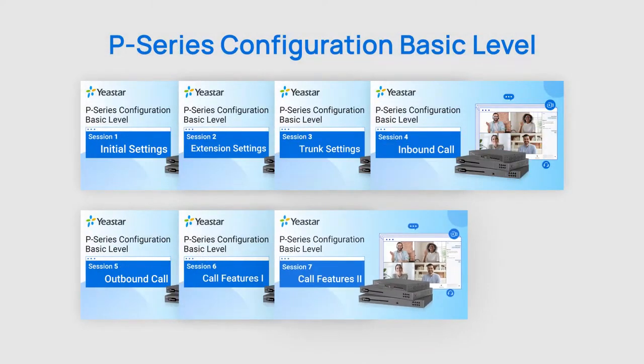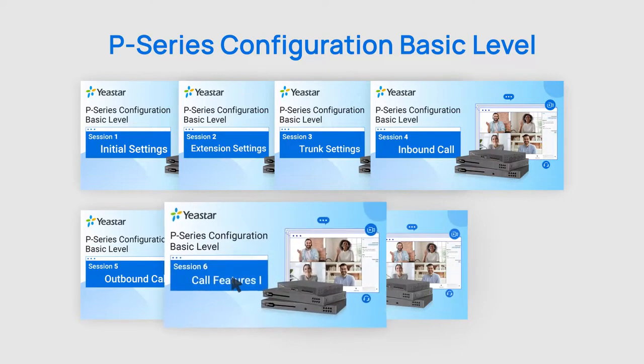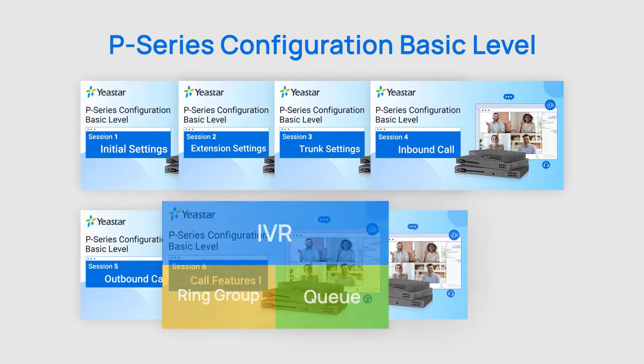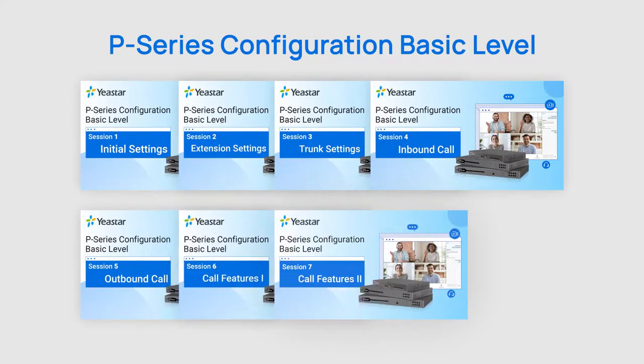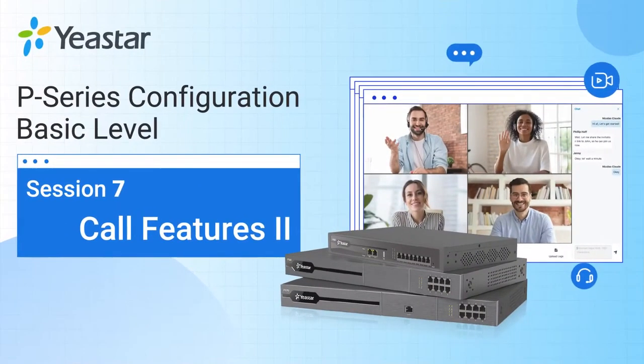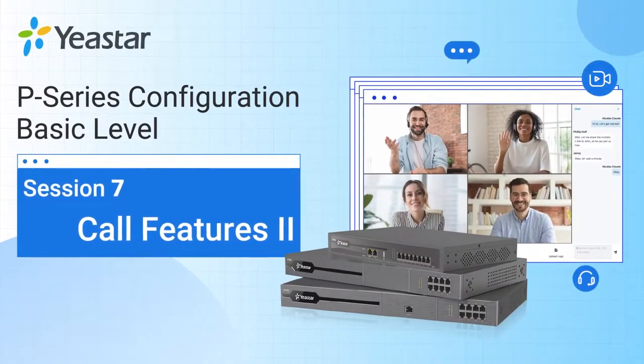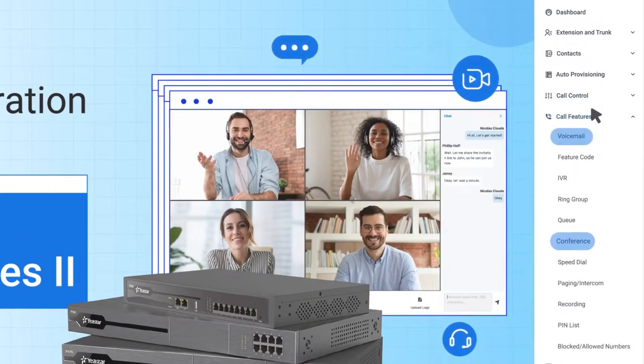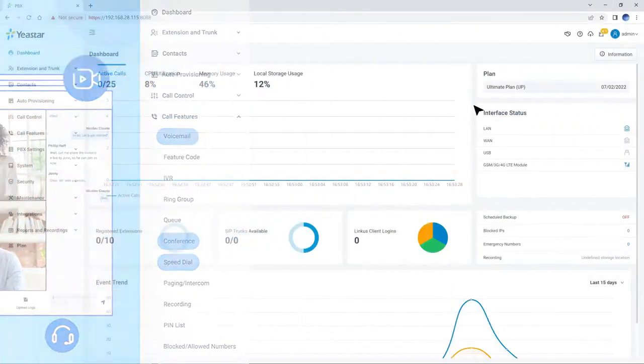In the past sessions, we've built a very functional IP PBX together for making and receiving phone calls, also for routing phone calls into IVR, then to the final destination, which is a ring group or a queue. Good job everybody, cheers! Now let's continue with more useful features on the P-Series PBX. Today we're going to talk about voicemail, conference, and speed dial.